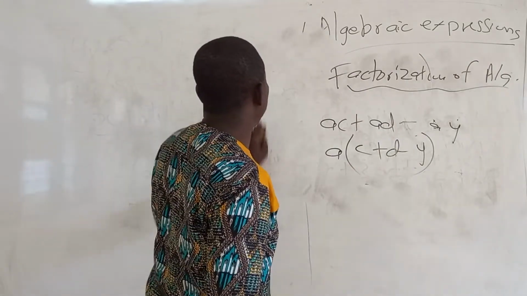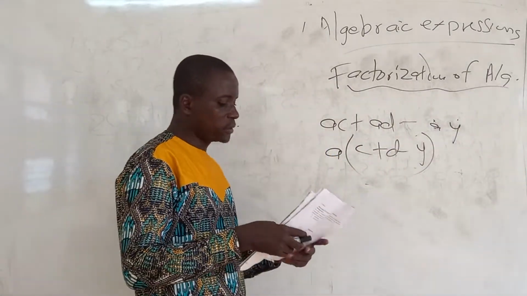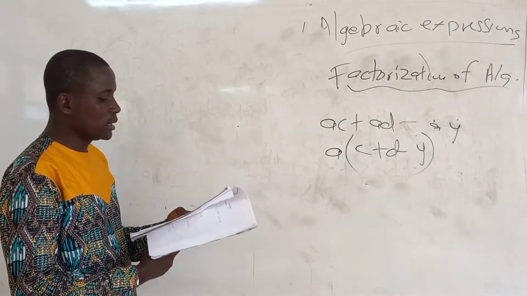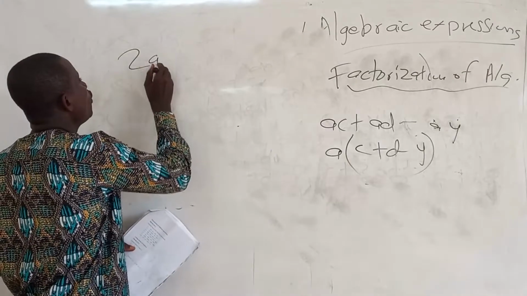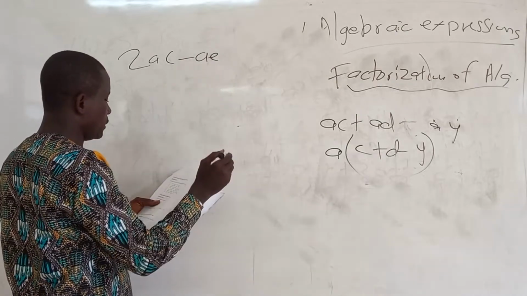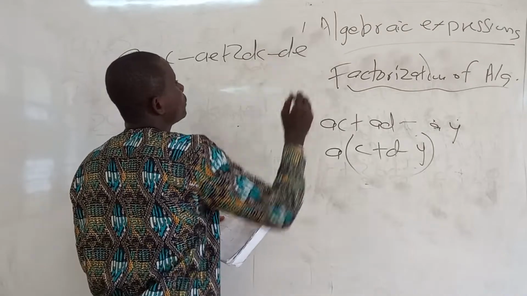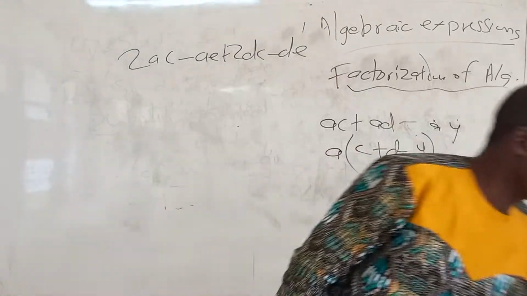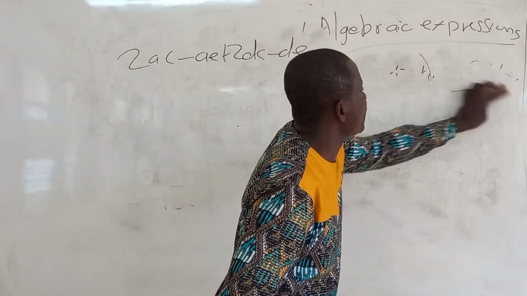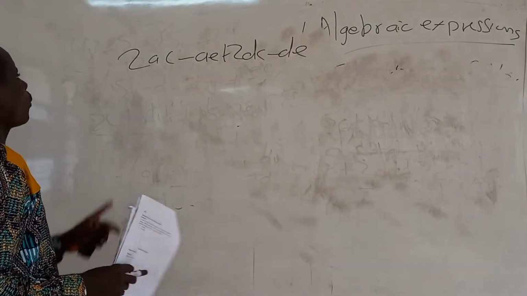But we shall be moving to an area where the terms are not all the same. So from here, I will not spend much time here, but I want us to look at an example. If I have 2AC minus AE plus 2BC minus DE. Carefully look at this. Look at it. What do you see? You have a factorization of algebraic expressions, and I want you to carefully observe so that you see what I'm talking about. What do you see here?